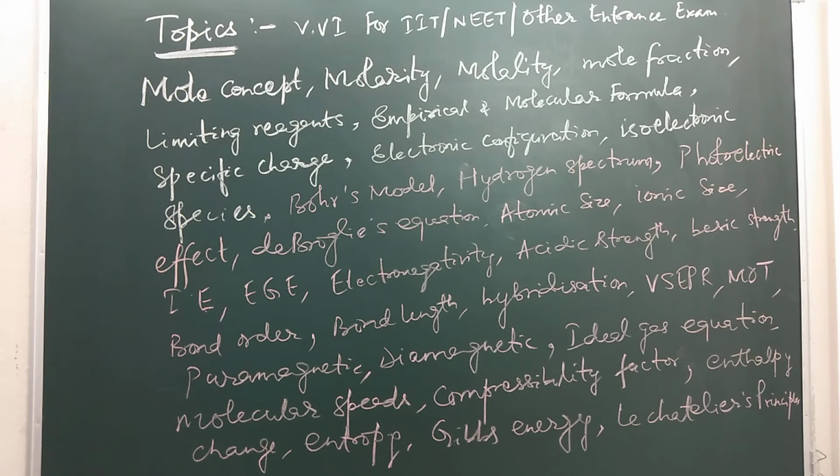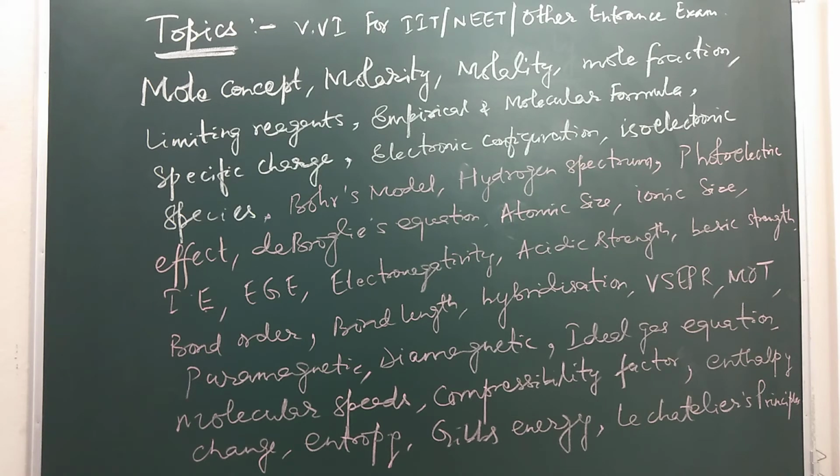Electronic configuration. You have to remember some exceptional electronic configurations like chromium, argon 4s1 3d5, copper, argon 4s1 3d10. So you have to remember the different exceptions of electronic configuration. Next is isoelectronic species, and the species which have an equal number of electrons despite having different radii are called isoelectronic species.